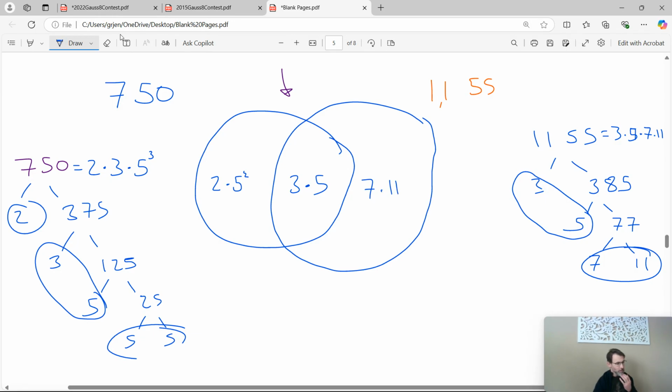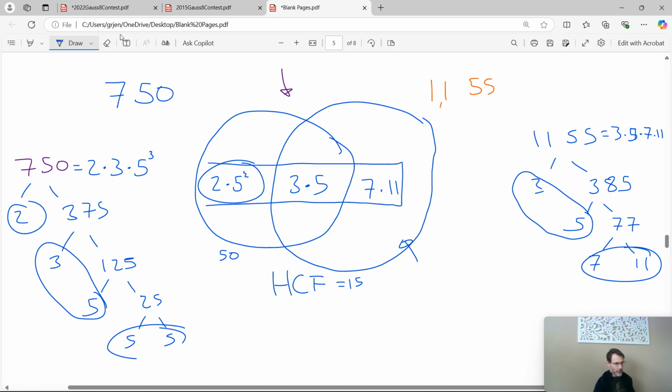All right. Now, the highest common factor in this case is the overlap. It's 15. And then this here, 2 times 5 squared, happens to be 50. And this here happens to be 77. So to find the lowest common multiple, which is the bigger number, we would do 50 times 1155, because this number here is 1155. It's a little easier than doing 77 times 750, I think. So let's do 50 times 1155.